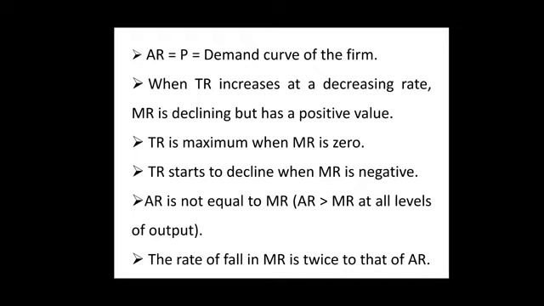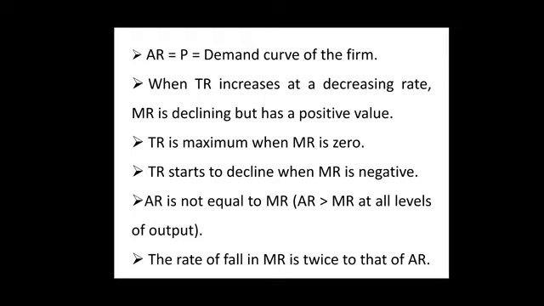We also observe here that in case of imperfect competition, both average revenue and marginal revenue fall, but average revenue is not equal to marginal revenue in case of an imperfectly competitive market structure. That is, in such a market situation, average revenue is greater than marginal revenue at all levels of output, or in other words, we can say that the rate of fall in marginal revenue is greater than, or we can say twice that of, average revenue.